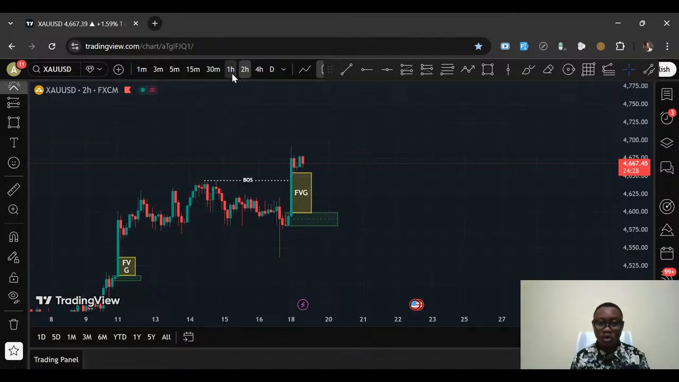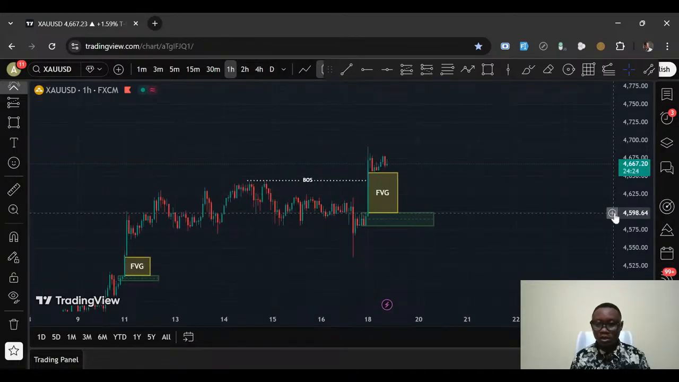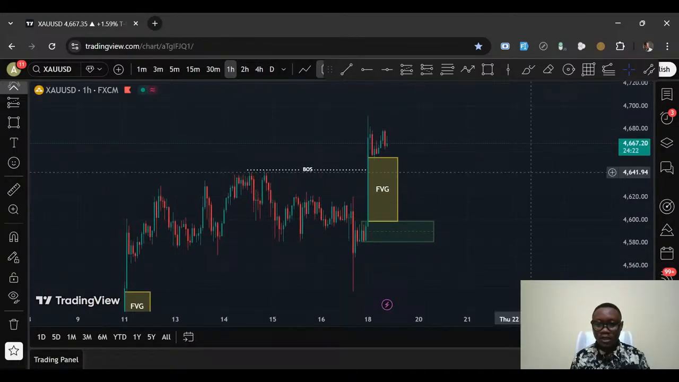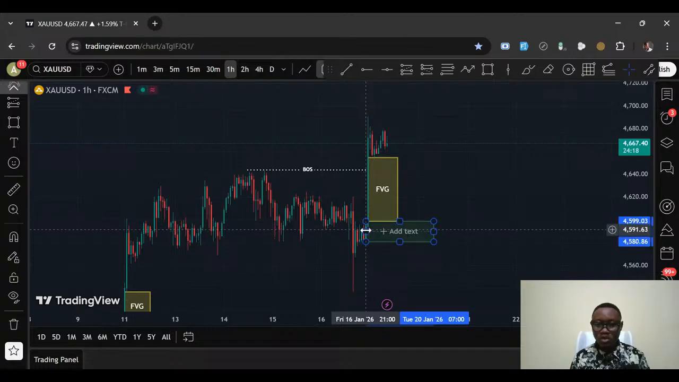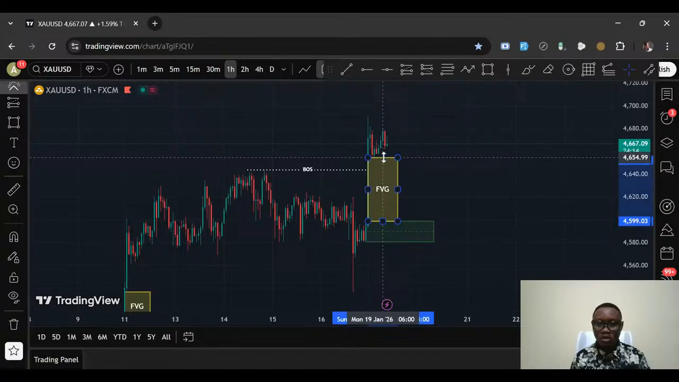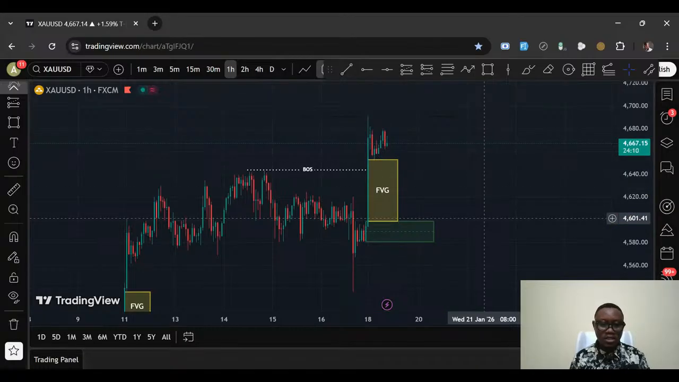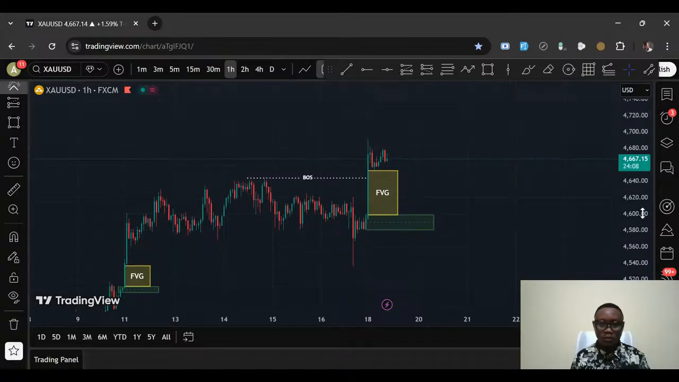I'll drop down to the 1H time frame. Okay, so on the 1H time frame, the order block zone still aligns with the 2H and the 4H time frame, which is this. Okay, so I'll leave it the way it is. This is okay. So we are good with this. I'll drill down to the 30 minutes time frame to further refine the zone.